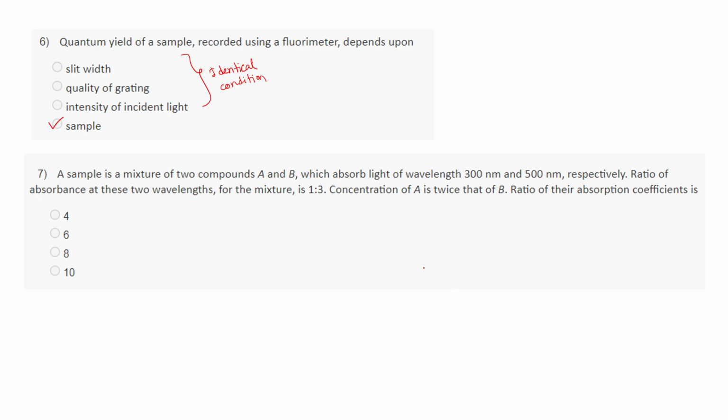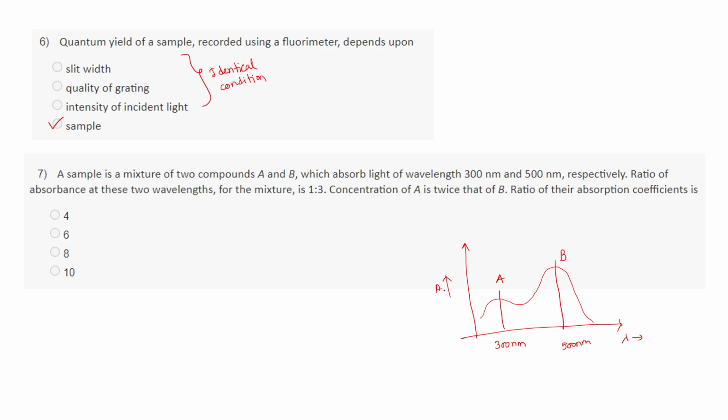For the 7th one, there is again some mathematics. What they are saying is, suppose there is a mixture of two samples, where A is there, B is there, with light of wavelength 300 and 500. Suppose the absorbance is something like this. This is for A and this is for B, and this falls at 300 nanometer and this falls at 500. Let me also give this lambda and this as absorbance.